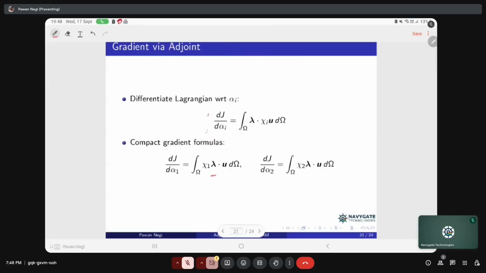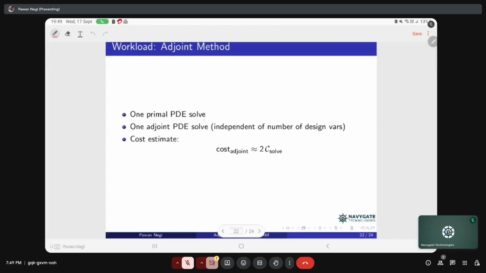So once you have solved the adjoint equation, you just have to find the dot product of these two, which is the adjoint variable and the primal variable. Similarly, for dou j by dou alpha 1 and alpha 2, you just have to multiply with the adjoint variable and the primal variable. Therefore, the number of solves are one primal PDE solve as previously, but only one adjoint PDE solve independent of the number of design variables. Therefore, you just need two iterative solutions, first this and that, and then it will be independent of the number of design variables.